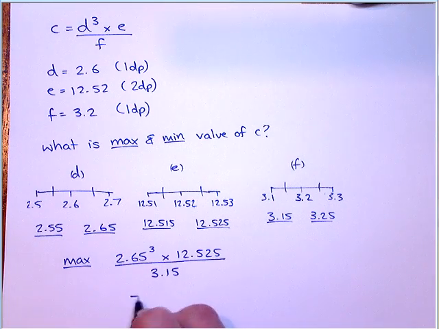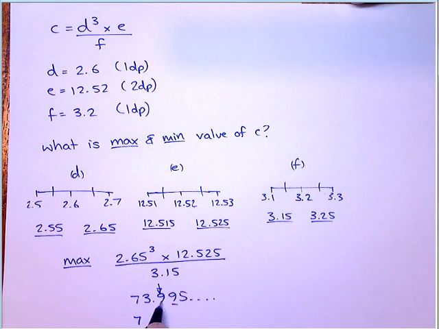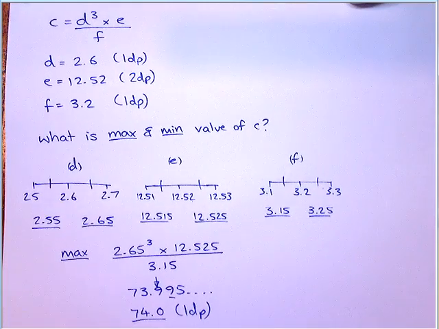And I get there 73.995, and so on. Let's round it, this is quite annoying rounding one. Let's just do it to 1 decimal place. That would round up, so this becomes a 74.0. So it'd be that to 1 decimal place. You can just about see that on the screen.